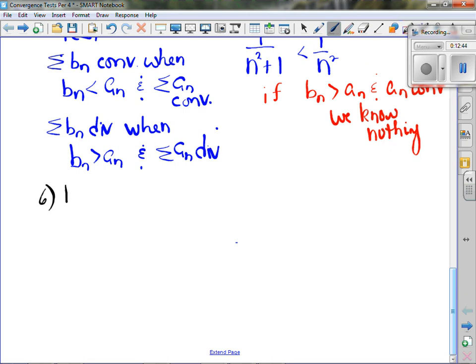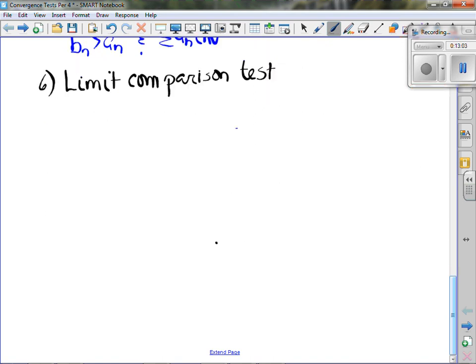Limit comparison test. Now, do you remember that one? You might have to do this on the multiple choice. I don't think you'll have to do it on the free response. So convergence tests are pretty much just multiple choice. You'll have to use a little bit when you test endpoints on the ratio test, but not very much.